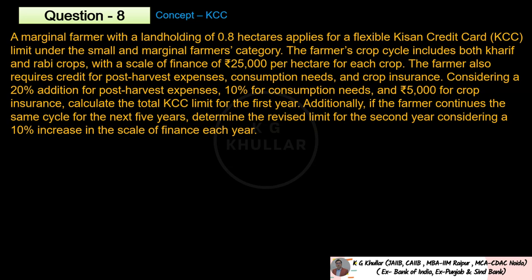The farmer also requires credit for post-harvest expenses, consumption needs, and also crop insurance, considering a 20% addition for post-harvest expenses, 10% for consumption needs, and 5% for crop insurance. Calculate the total KCC limit for first year. Additionally, if the farmer continues the same cycle for the next 5 years, determine the revised limit for second year considering a 10% increase in the scale of finance each year.